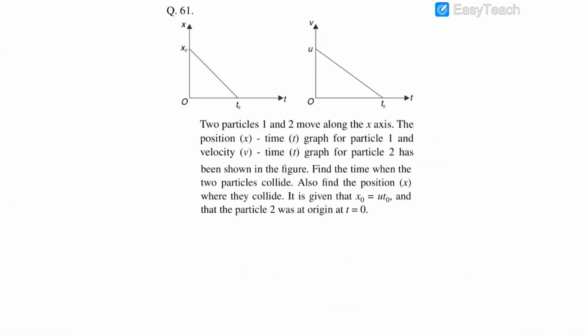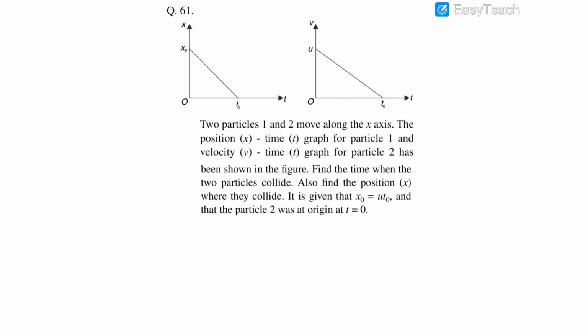In this question, you can see that there are two particles. This is 1 and this is 2, and they are moving along the x-axis. The position time graph of particle 1 is shown, and the velocity time graph for particle 2 is shown. We have to find out the time when these two particles will collide, and the position or the x coordinate where they will collide. Initially, particle 1 was at x naught, and x naught is equal to u t naught, and particle 2 was at the origin.